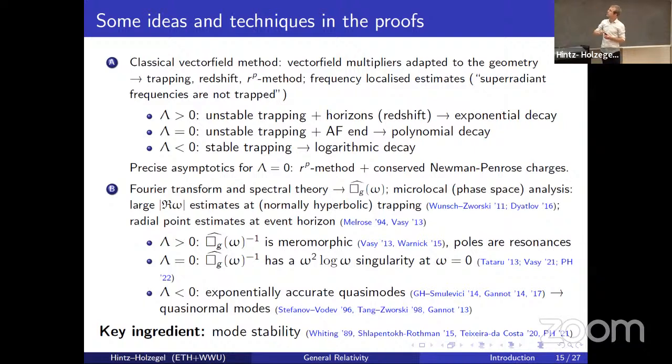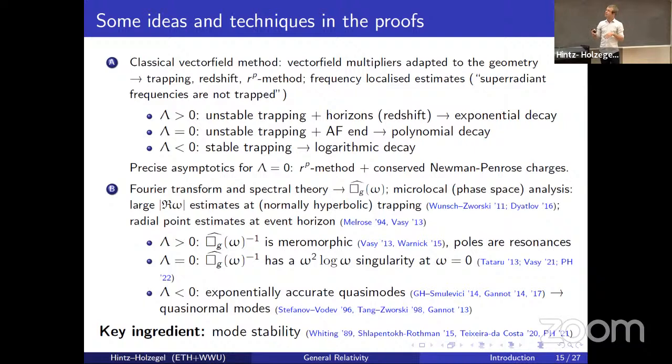So this box hat of omega is now a family depending analytically on omega of second order differential operators in the spatial variables. And so this is then studied typically using phase space analysis, which takes advantage of these particular features, normally hyperbolic trapping, the redshift effect, by applying a suitable black box result from microlocal analysis. So for instance, the trapping estimates by Wunsch-Zworski and Dyatlov, or radial point estimates, as they're called, by Melrose and Vasy.